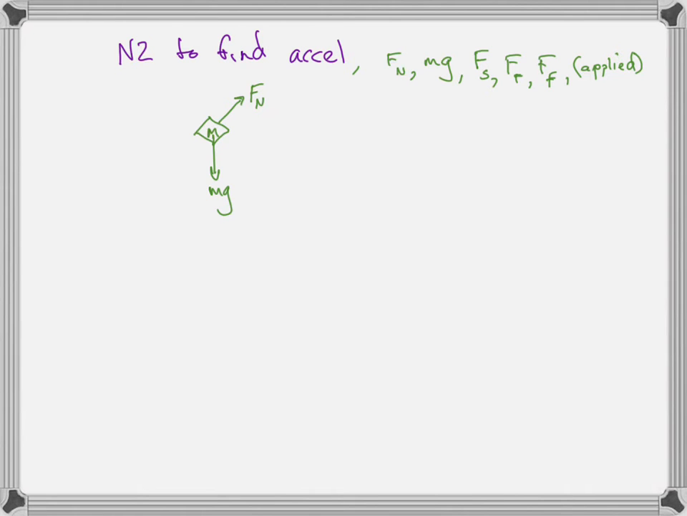And then what you want to do is choose your coordinate axes, which we essentially already said. Plus x should be down the ramp.